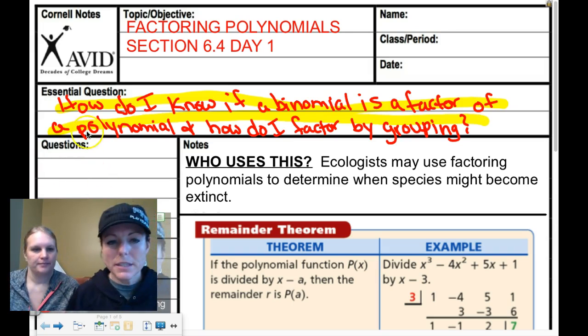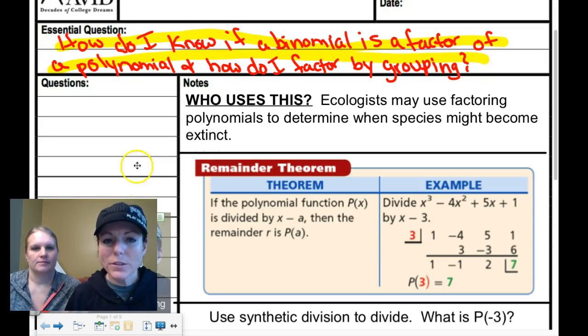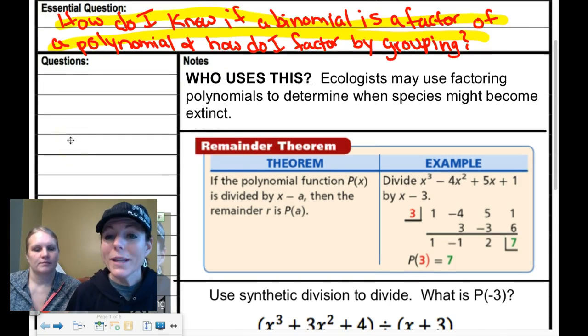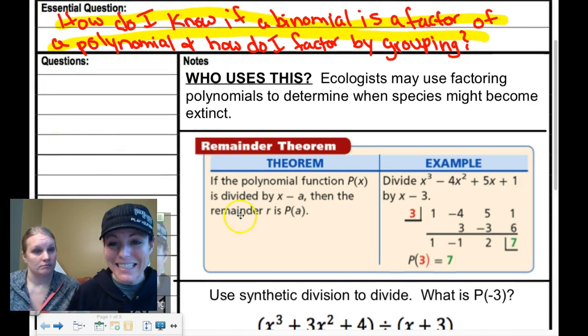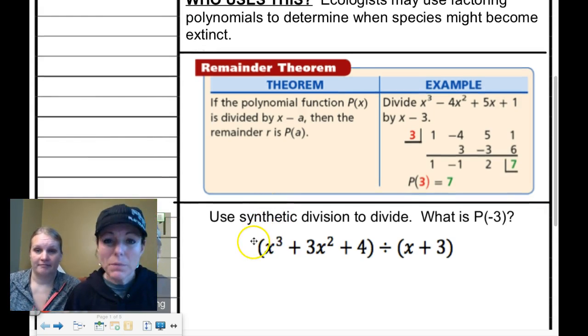So who uses this? Well, ecologists may use factoring polynomials to determine when species might become extinct. Isn't that weird? But it's true.